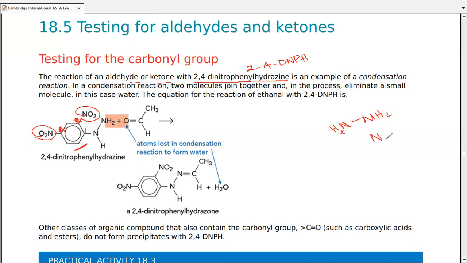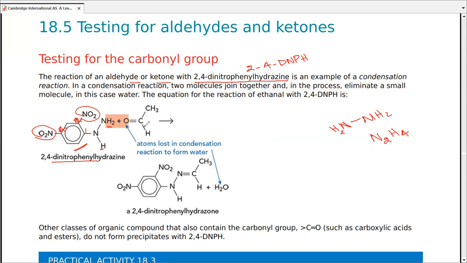Hydrazine itself is N2H4, but since we are connecting the benzene ring over here, one of the nitrogens loses a hydrogen, and that's how the benzene and hydrazine are connected. So it becomes N2H3, in fact. So you can see 2 hydrogens over here, 1 hydrogen over here. That's how we connect the benzene ring and the hydrazine. So 2,4-dinitrophenylhydrazine. That's how the name goes.